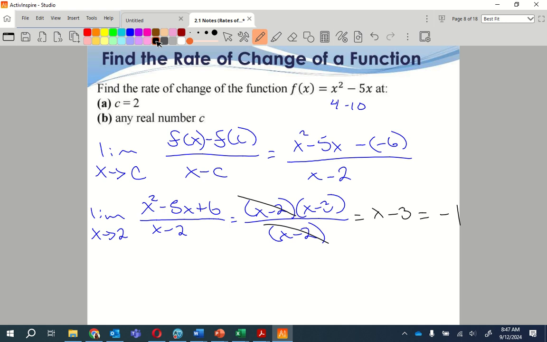Did I mess up? I just couldn't read that. Okay. Yeah, my penmanship's still not very good, and the smartboard doesn't always want to work with me. Any real number c.